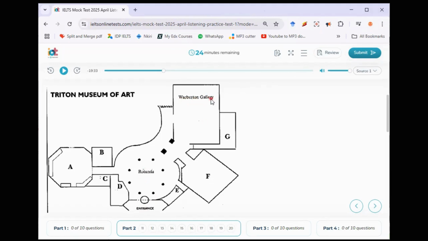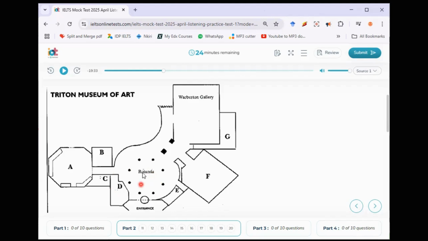Warburton Gallery. So 3 parts have been labeled here. Now you can see all these dots. I guess that all these dots probably represent chairs. I don't know, but they are in the rotunda. This rotunda is more like a circular area, more like a meeting point. We can also call it maybe a reception or a waiting area.